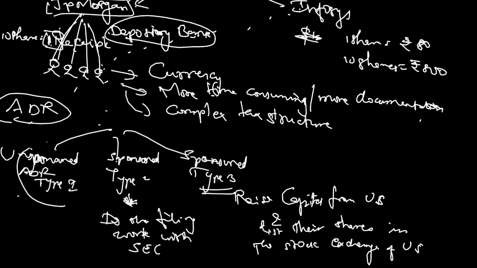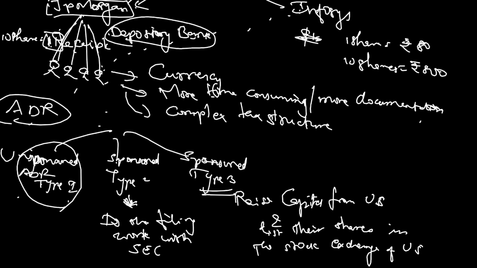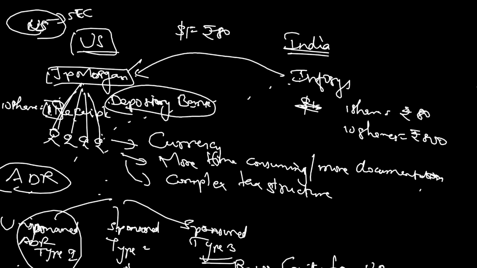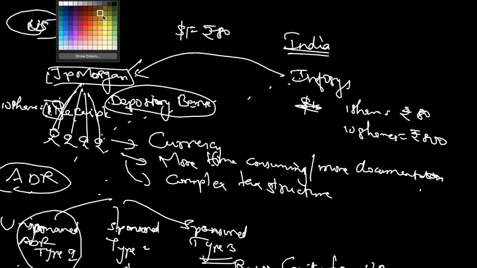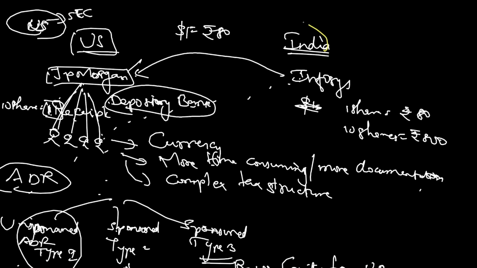Now, this was first introduced somewhere around 1949, I think, and it was started by JP Morgan only, and it became very popular. Then later on, the same concept was introduced in other countries as well. Say for example, in Europe, there is a depository bank buying shares of an Indian company and issuing shares in Europe. Then it will be called EDR, European Depository Receipts.